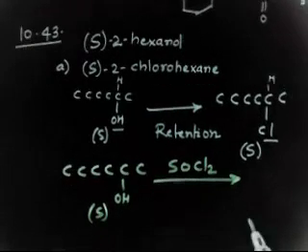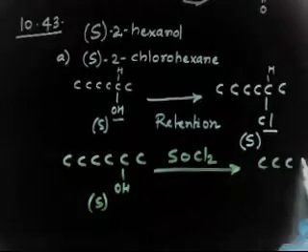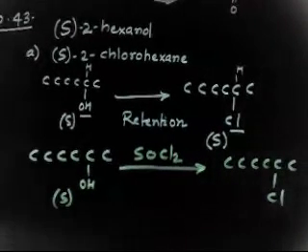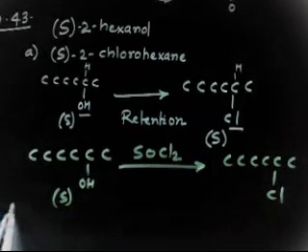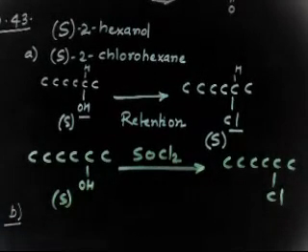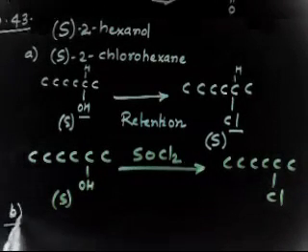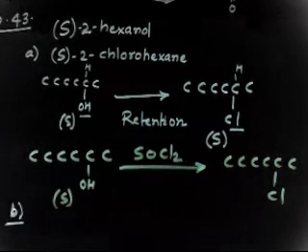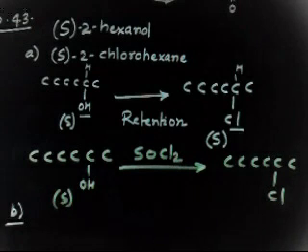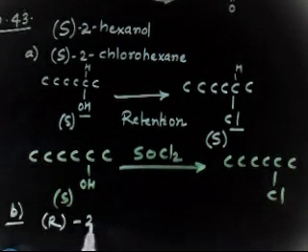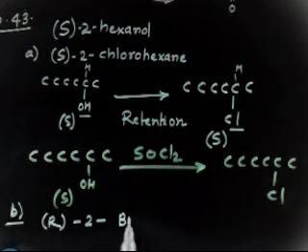So S will give you S product, 1, 2, 3, 4, 5, 6. Here you have Cl. Are you getting? Now the B part of the question says you convert. So let us say part B. You have to convert R to bromohexane. So this is chloro, and now you have to convert it into bromo.